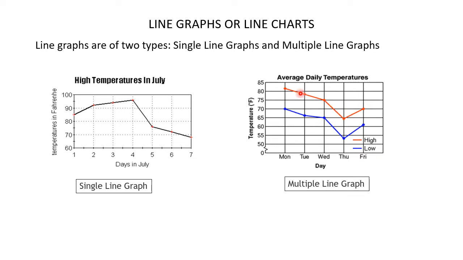Now all these data values are joined using straight lines. So this red line indicates the average high daily temperatures on various days of the week, and this blue line indicates the average low daily temperatures. Now based on all this information given in the multiple line graph, questions will be asked in the exams which you have to answer.